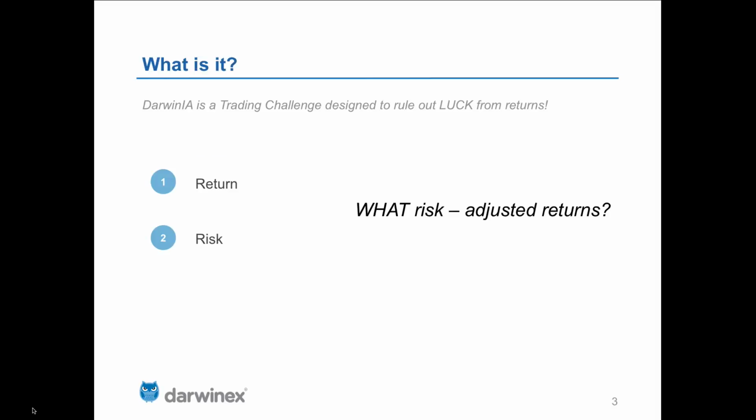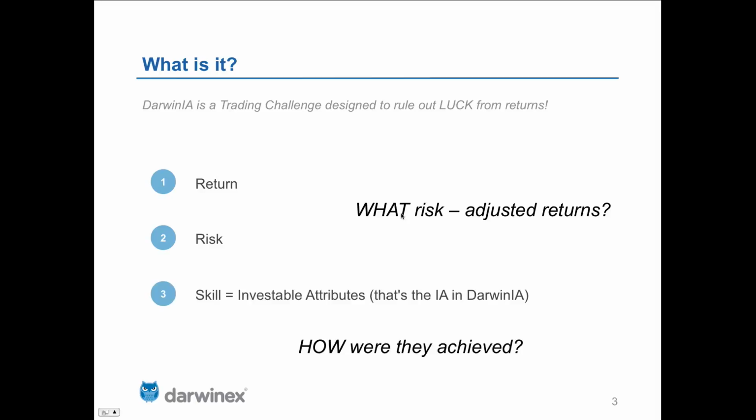So what is Darwinia? Darwinia is a trading challenge which is designed to rule out luck from returns, which makes it different from any other trading challenge out there. If you think of your average trading challenge, what people measure is what return a trading strategy obtained and how much risk was involved in obtaining that return. What it really answers is what risk-adjusted returns were obtained by the strategy. What Darwinia does in addition to this is to answer if these returns were obtained by highlighting investable attributes, which is the IA at the end of Darwinia. That is another way of saying we answer, in addition to what risk-adjusted returns were obtained, how they were achieved.